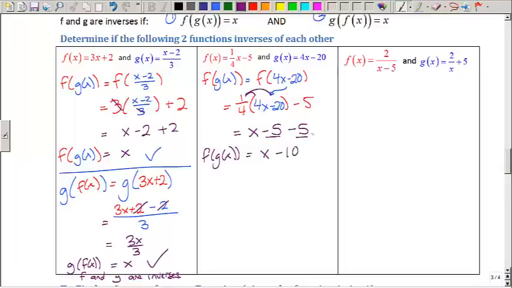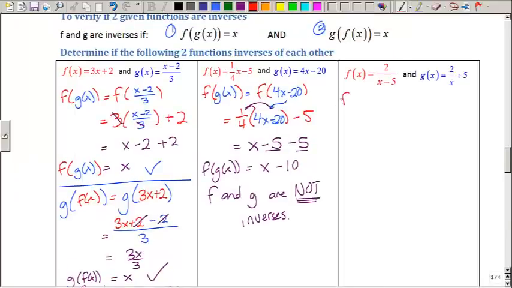Notice the minus 5s don't add to 0. They do not cancel each other out. So we have x minus 10. Does f of g of x equal x? Well, no, it doesn't at all. So I can stop here. I don't even have to do the second half of the problem because I already know that f and g are not inverses. They can't be inverses because f of g of x does not equal x.